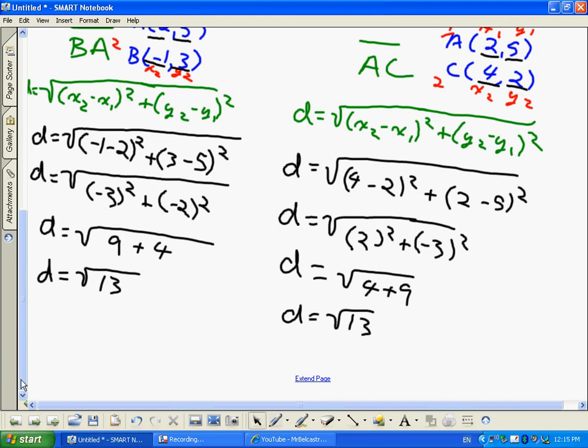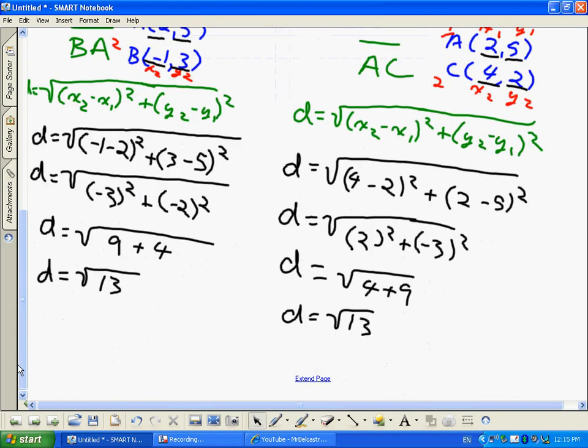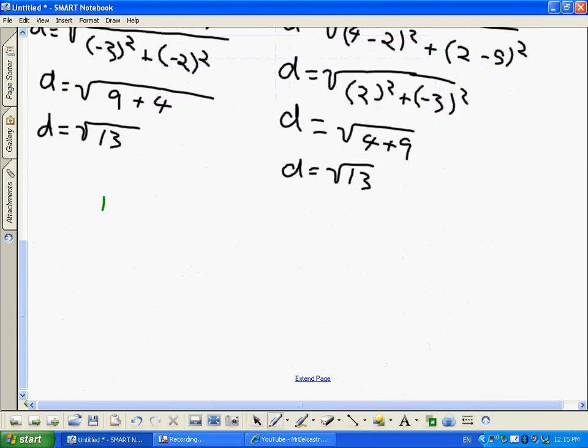So it's definitely not a scalene triangle. It's at minimum an isosceles. We're going to have to find the other line segment. If the other line segment is the same length, then it's an equilateral. If it's not, it's isosceles. So we've got to find our final one, which will be BC. Let's do our final one here. Line segment BC. Write the formula again.